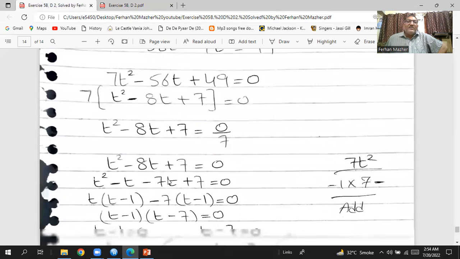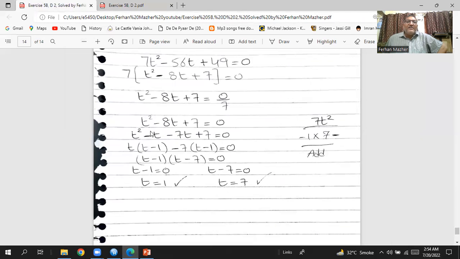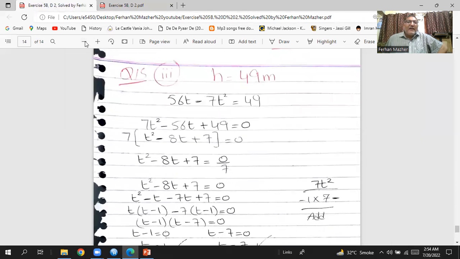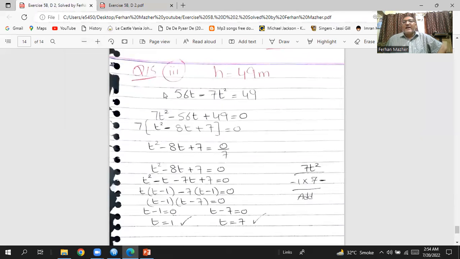So the height of this object will be 49 at two different occasions, when the time is 1 second and when the time is 7 seconds. So because you projected it upward, it will be at a height of 49 at two different times. Why? When it was going upward, it will pass the 49-meter height, and when it will be coming downward, it will again pass that height. Okay, so that's why it will be 2 times at this height.